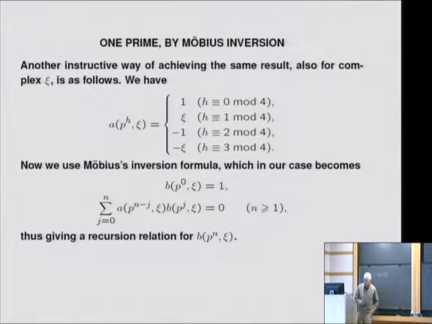Now, you can do things in a slightly different way. You notice the coefficients a_{p^h} are periodic in h, in this case mod 4. And the Moebius inversion formula you can write in this form, because p to the j corresponds to the divisors of p to the n. So you get your inversion formula, and this gives you a recursion. Because now, since the coefficients are periodic, you can split the equation into pieces by collecting together the same coefficient a.